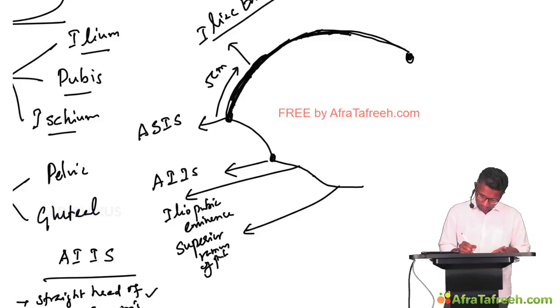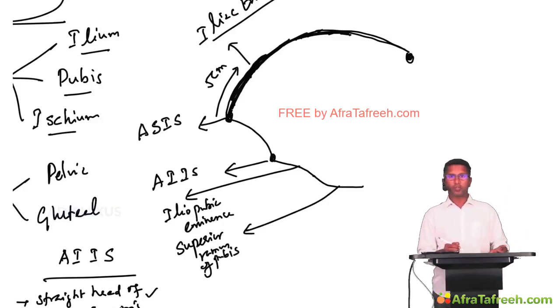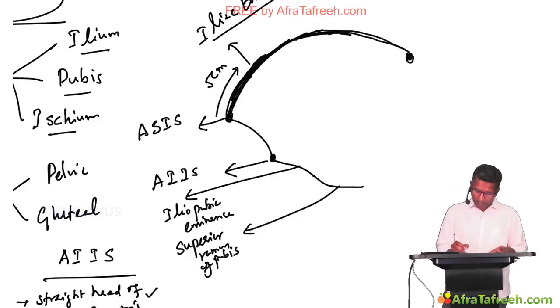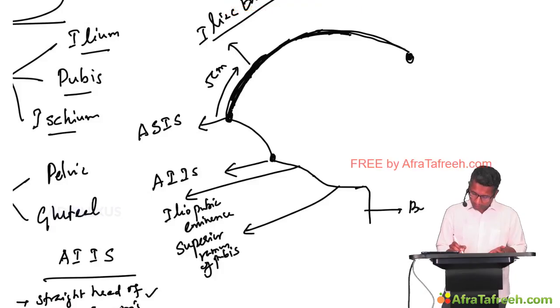So we are coming to the pubic bone now. This is the superior ramus of the pubis. The superior ramus of the pubis continues as the body of the pubis. Okay, so what is this? This is called the body of the pubis.